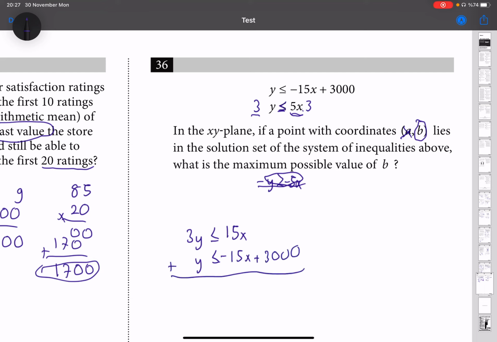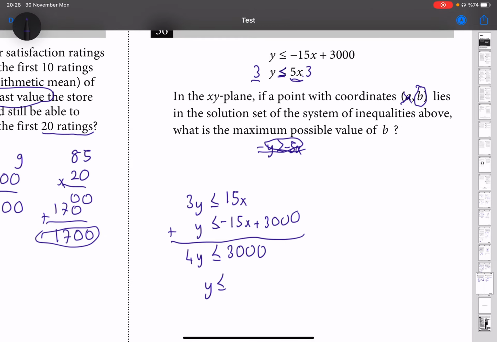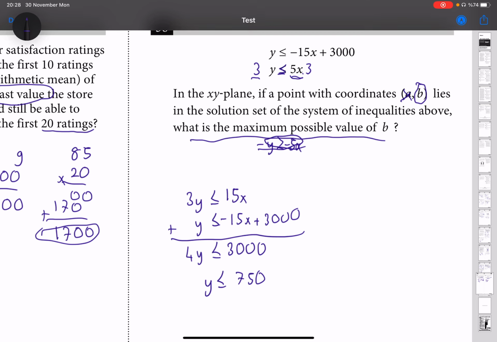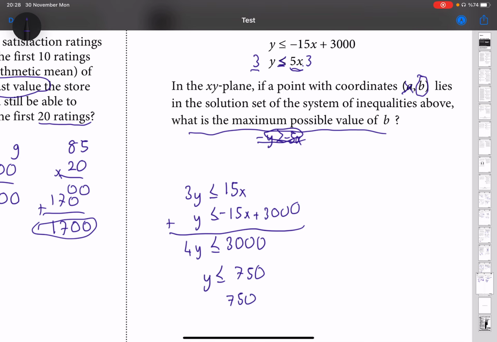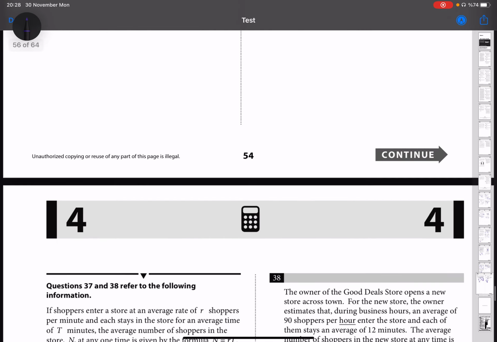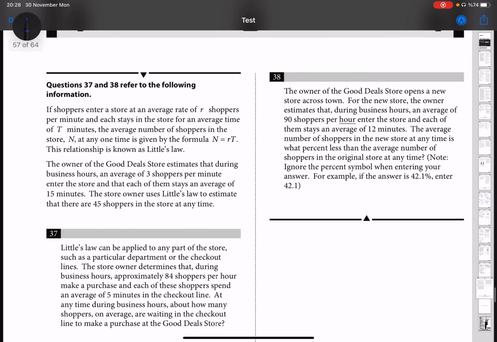Let's add them together. 4y is less than or equal to 3000. So y is less than or equal to 750. So what is the maximum possible value of b? The maximum value is 750 in this case, which is the answer. Next question.